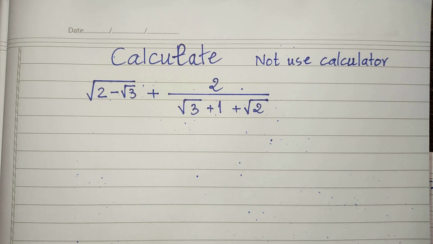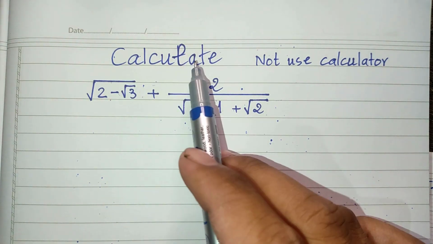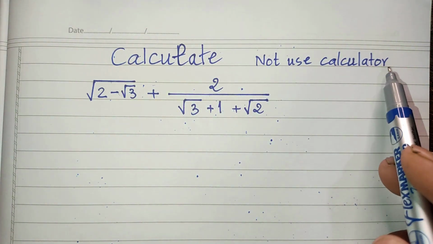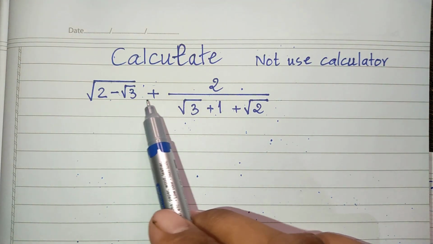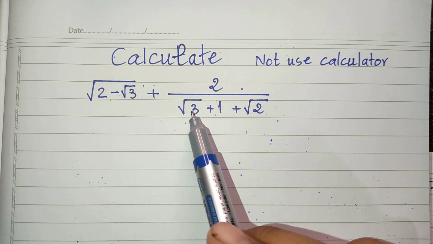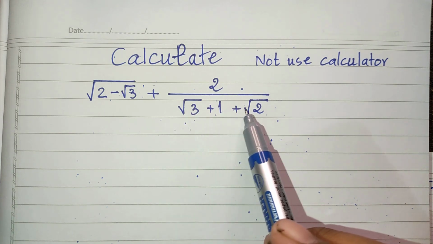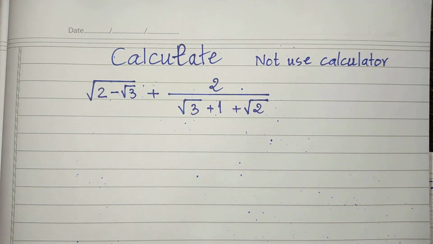Today I have one exercise. Calculate, without using a calculator, the square root of 2 minus square root 3, plus 2 divided by square root 3 plus 1 plus square root 2. Do you know how to solve this? If you know, please do it.